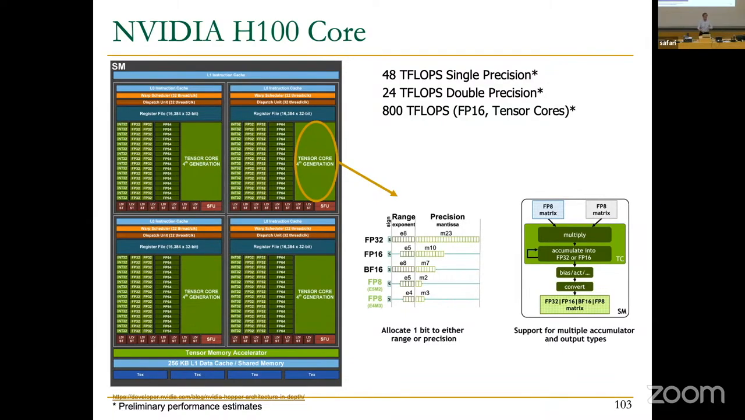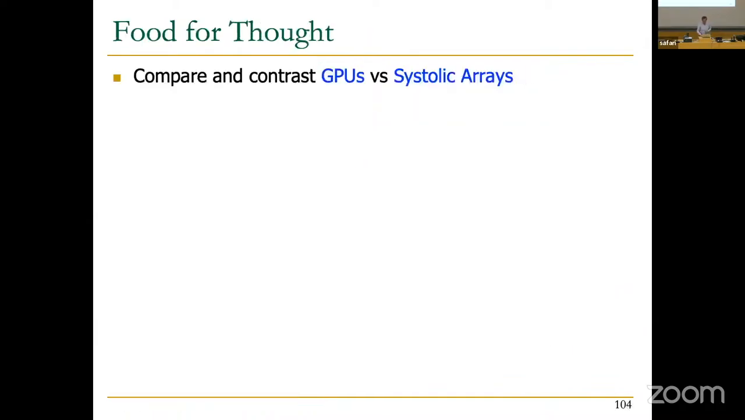Now, this is an interesting combination. Even if you look at a GPU, it's not a SIMD machine anymore. It's a heterogeneous architecture, right? It has SIMD, and it has these tensor core accelerators, if you will. I'm going to end this with some food for thought. GPUs and systolic arrays are both used for machine learning acceleration right now. But even GPUs employ SIMD for tensor cores.